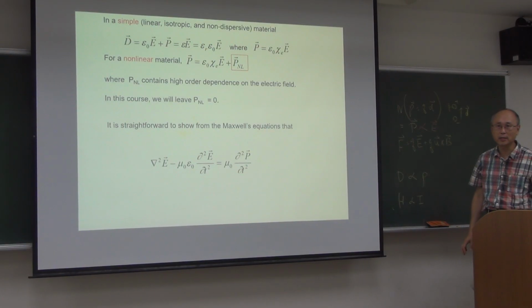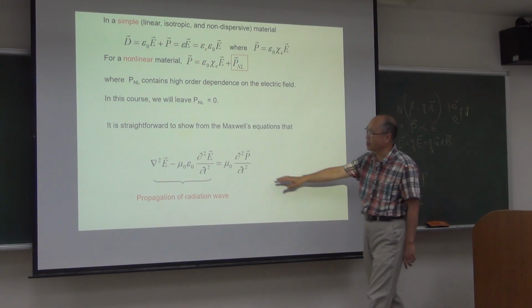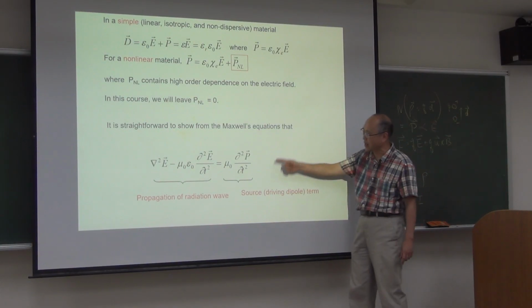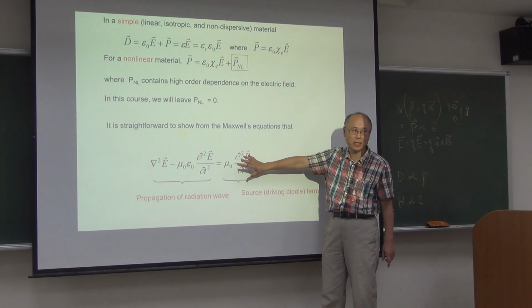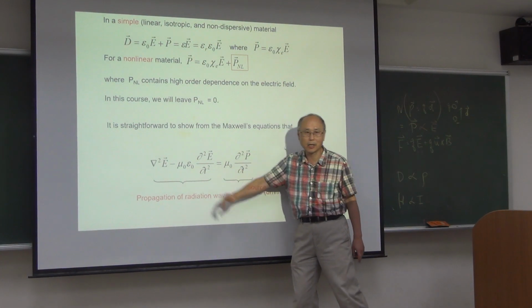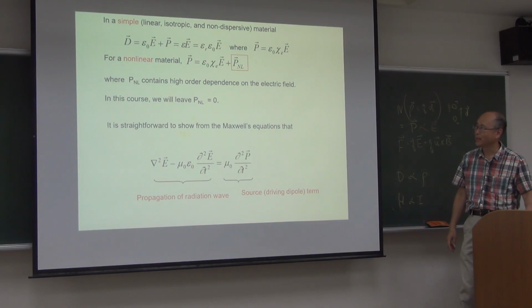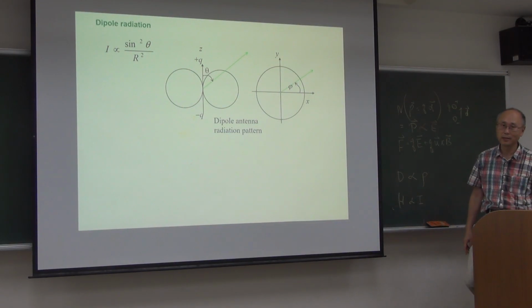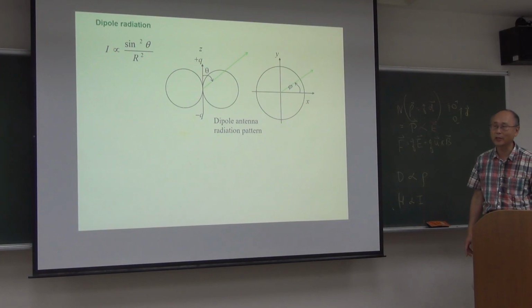Any question about this? This is a very quick review. If you want to understand the wave propagation, we need to look into this equation. This is the propagation of the radiation wave, and on the right hand side, this is the source of the excitation to produce this radiation. Think about that: on the right hand side, you have an antenna producing radiation, and then the wave will propagate in space. So we need to look into the antenna radiation pattern from the final chapter of the electromagnetic wave class.